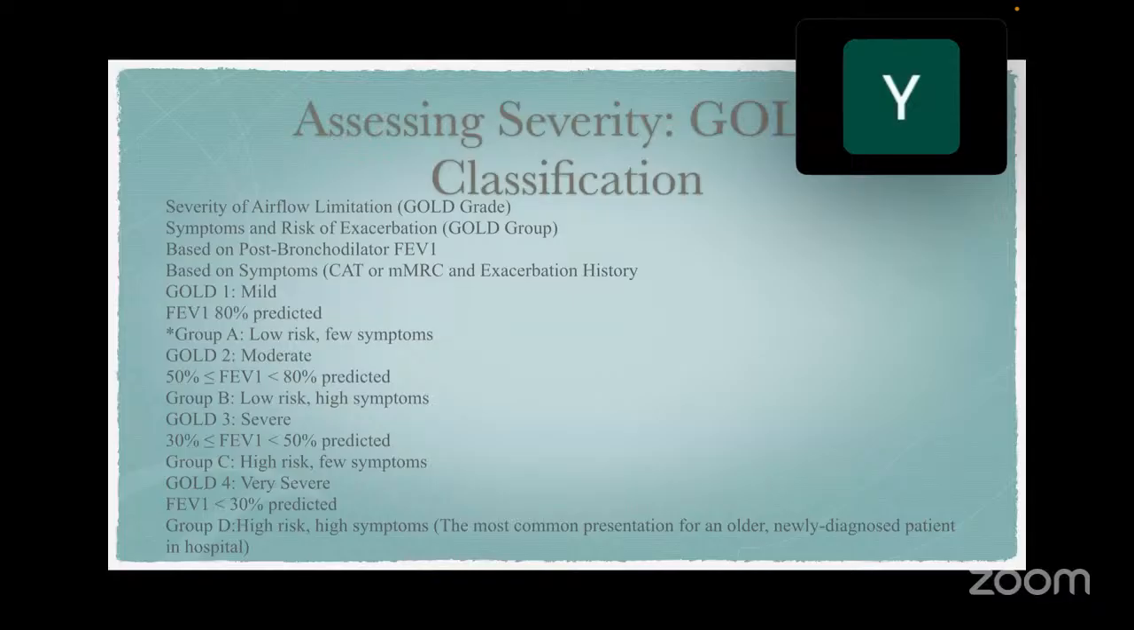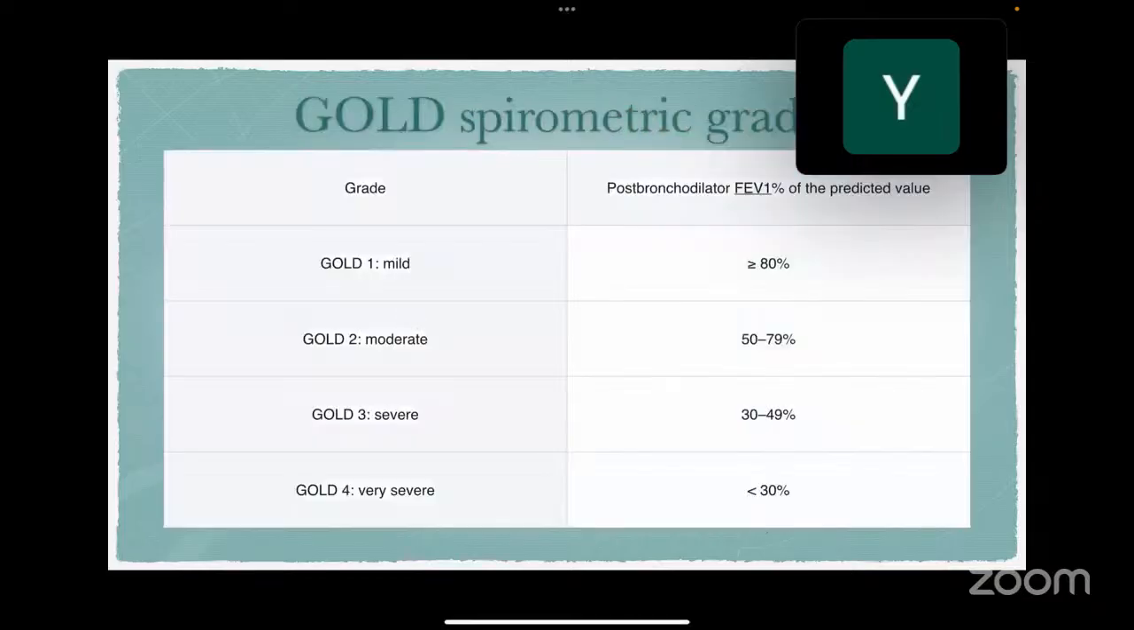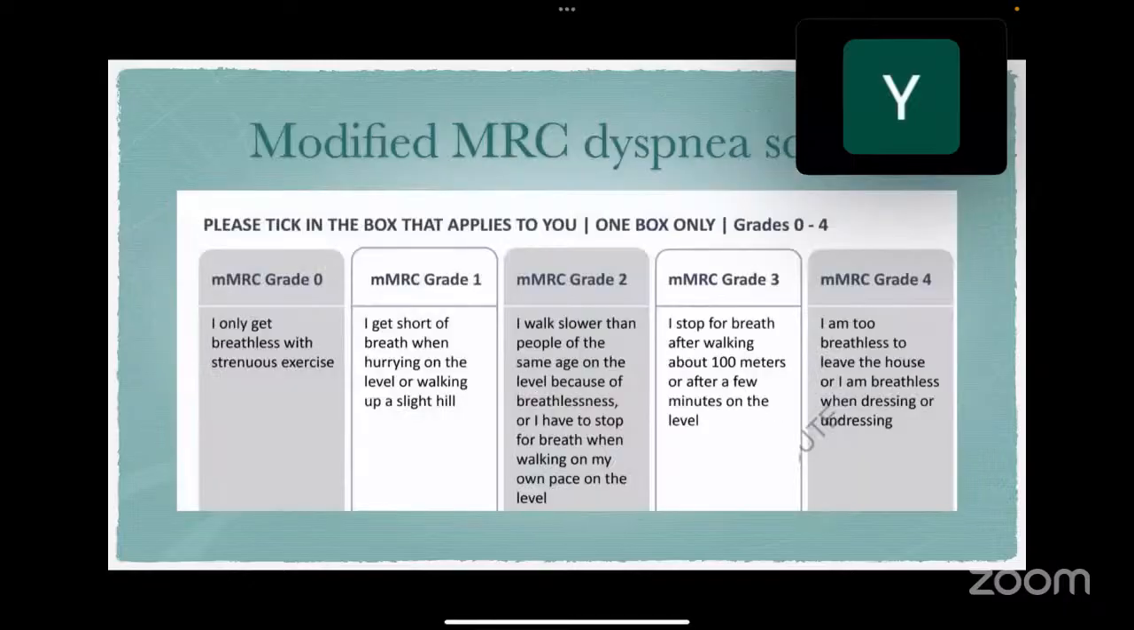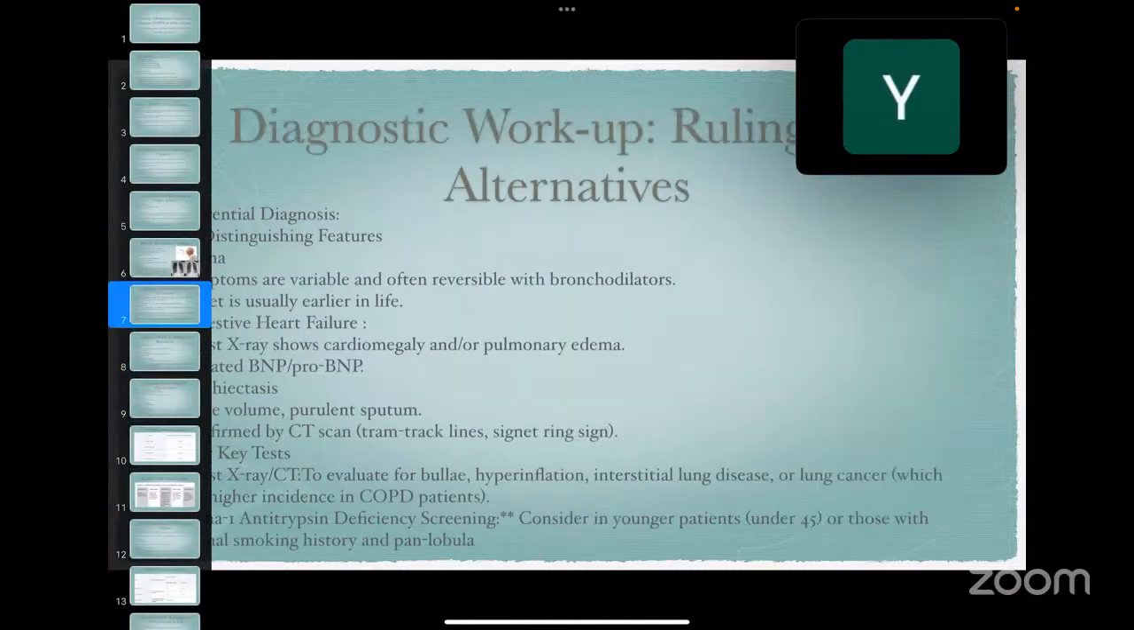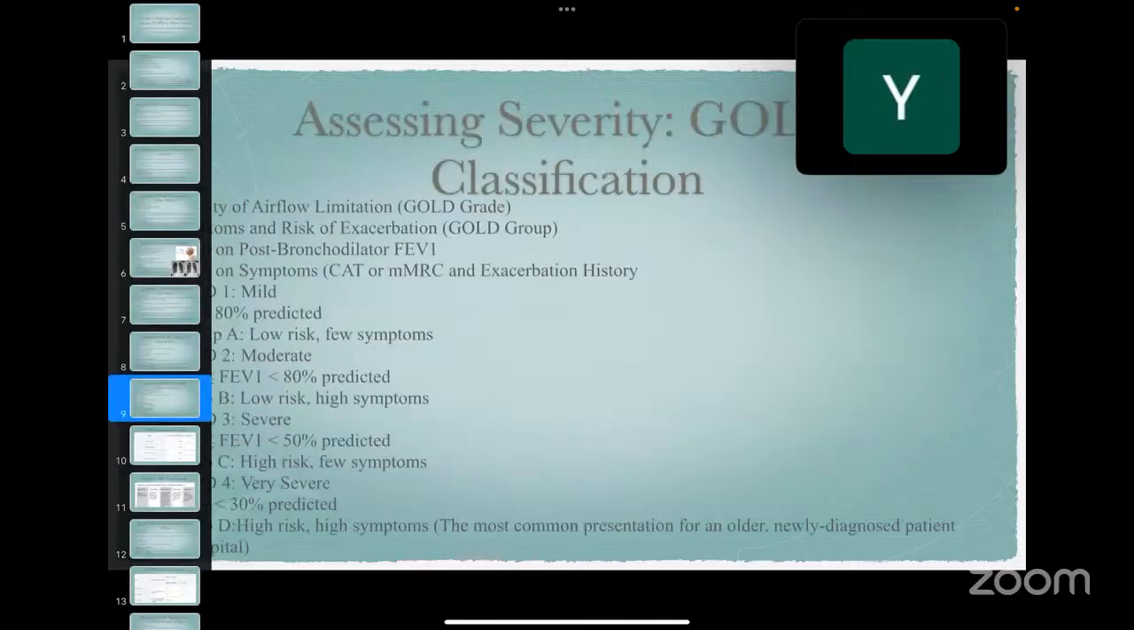So I'm going to continue from here regarding the GOLD classification. As my colleague Yusra has mentioned, we have GOLD 1, 2, 3, and 4. This is dividing it according to the forced expiratory volume in the first second. Regarding the MRC that my colleague Yusra has mentioned in this slide.